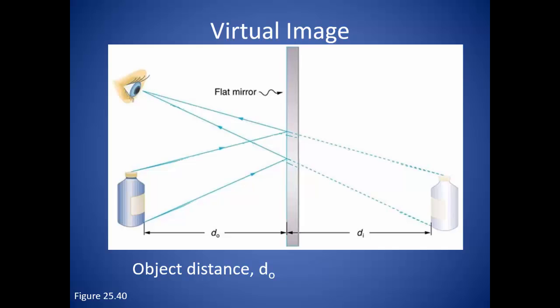When analyzing an image formed from light rays, it is important to define a couple terms. First is the object distance. This is the horizontal distance the object is located from the mirror. Similarly, the horizontal distance the image is located from the mirror is known as the image distance.